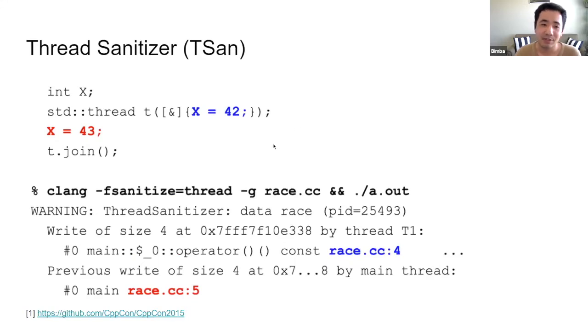There's Thread Sanitizer, which catches race conditions. It does some other things too, but race conditions are the most important things it finds. So if you have a thread, this lambda function, that sets this local variable x to 42, but then in the main thread you're setting it to 43, that's a race condition. There's no mutex guaranteeing exclusive access to this variable. If you run that with Thread Sanitizer, you'll find it pretty quickly.